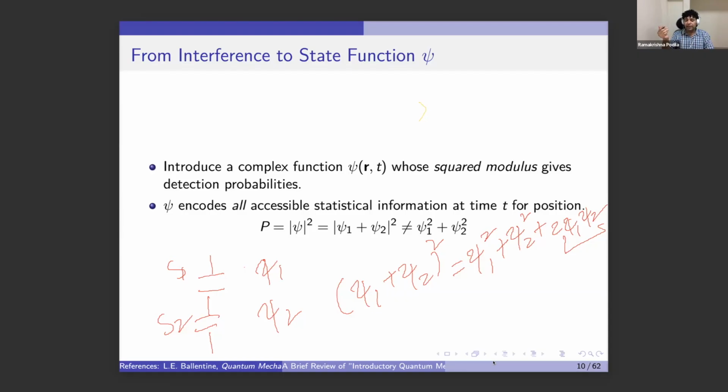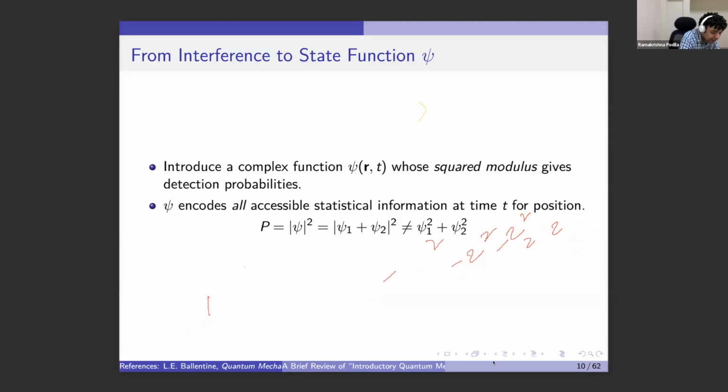If we have an individual particle, it is going to appear like just a single shot, but if we have both slits, then we see the interference pattern. The psi, the state function that we are going to talk about, has all the accessible statistical information. If you do not have a background in quantum mechanics and you are not able to understand what we are talking about here, please hang on, and we will discuss this in more detail as we proceed in the course.